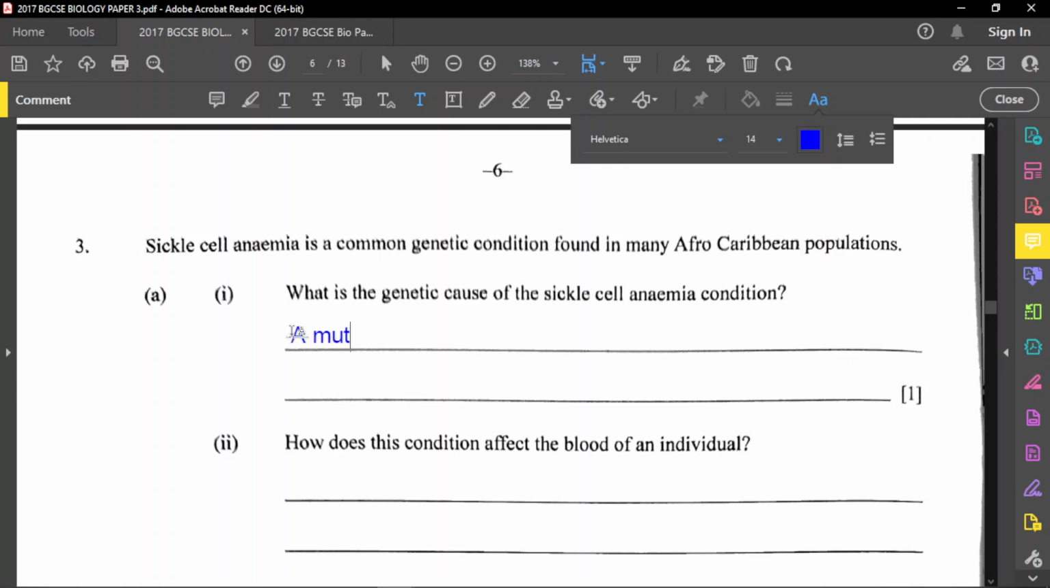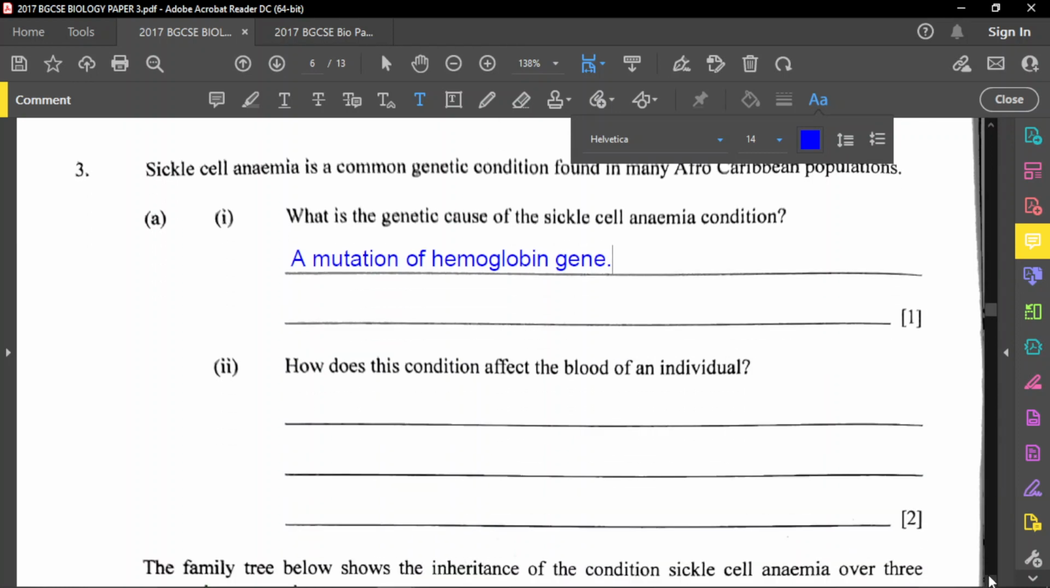There's a mutation of the hemoglobin globin gene. The genes are responsible for the formation of hemoglobin. The gene is mutated, and as a result, a number of things happen. So you ask, how does this condition affect the blood of an individual? Let's give you the effects right now. What it does is cause hemoglobin molecules to join together.